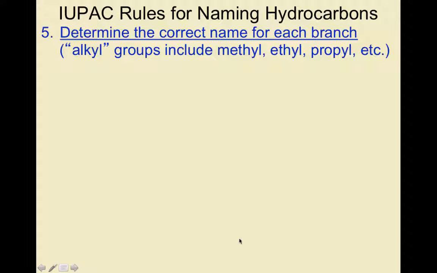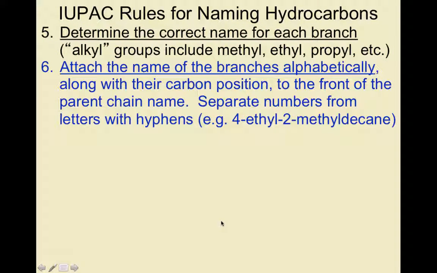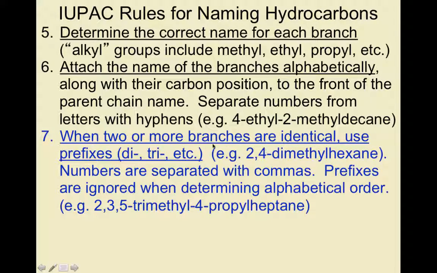If there are any branches, we have to make sure that they're given the correct names. We're going to attach the name of the branches alphabetically, along with their carbon position, to the front of the parent chain name. So, for example, if there's an ethyl group and a methyl group present, we write the ethyl group in the name first because E comes before M. When 2 or more branches are identical, we use prefixes, di or tri, etc.